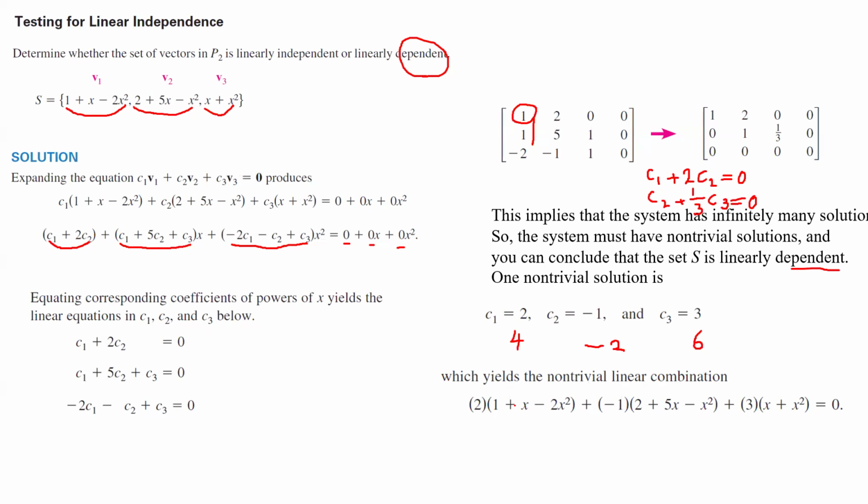because you found C values that are non-zero, and you can write a polynomial of degree 2 or less as a linear combination of these. And then if you form the linear combination of these and set it equal to 0, you can find C values that are non-zero.